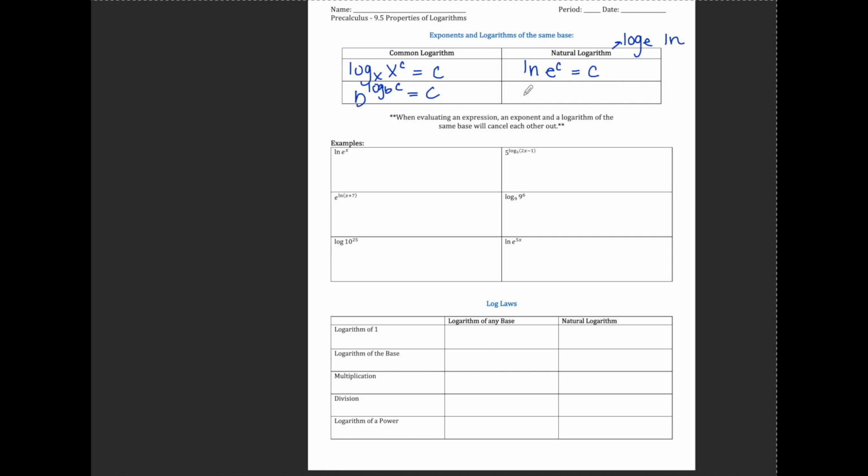The same thing works in an exponential form. So if I have e to the ln of c, since this is a base to a log of the same base, they cancel each other out, and you're left with just the c value. Here are a couple of examples of that.